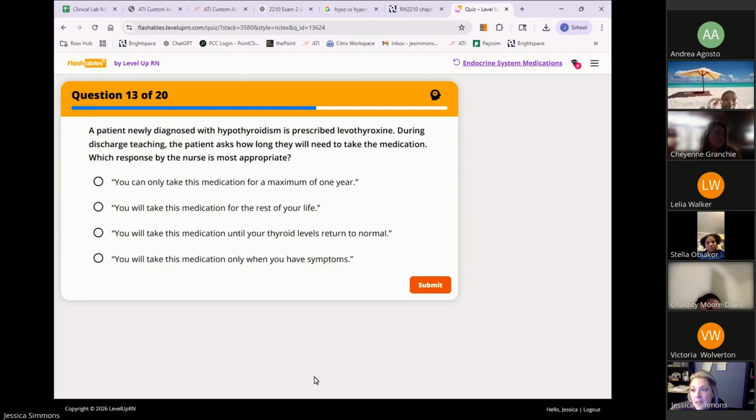A patient newly diagnosed with hypothyroidism is prescribed levothyroxine. During discharge teaching, the patient asks how long will they need to take the medication? Which response by the nurse is the most appropriate? For the rest of your life. B, for the rest of your life. The rest of your days.